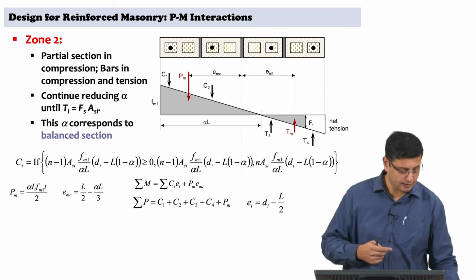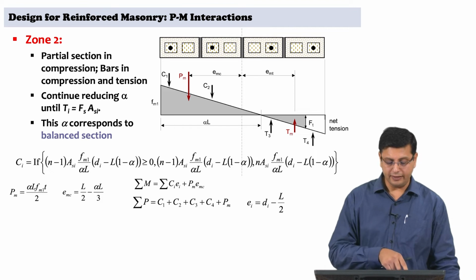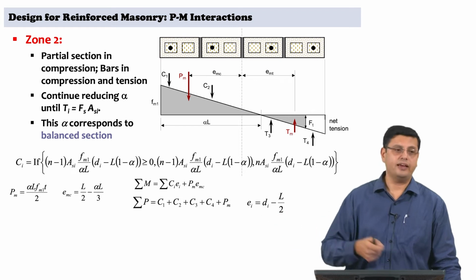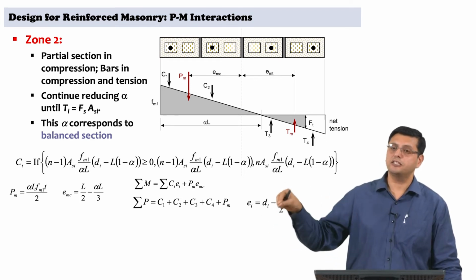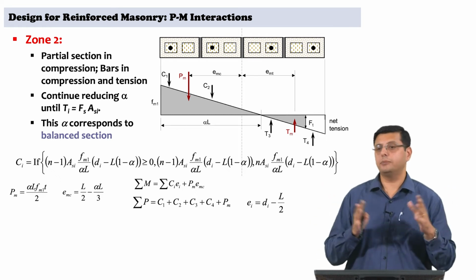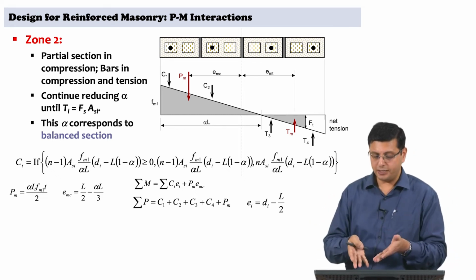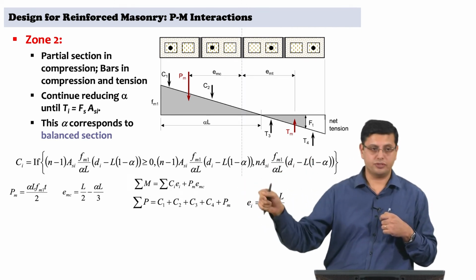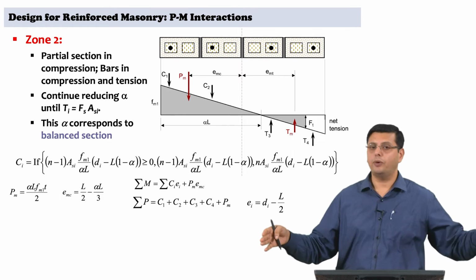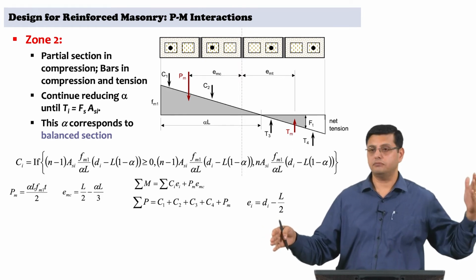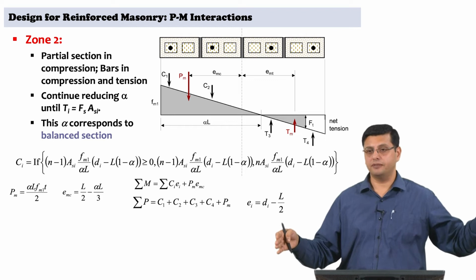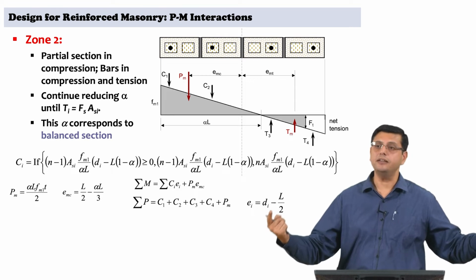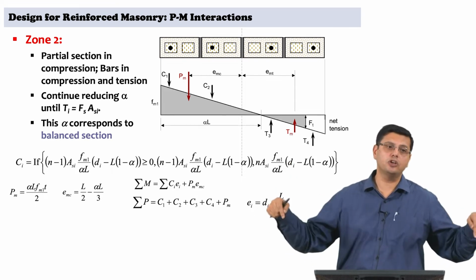That is how you would proceed in this particular zone and continue until the first bar reaches a value of Fs into ASI. That means the first bar has well yielded, but not yielded in its true sense, because in the working stress approach it has actually hit the value of permissible tensile force. So, you have reached a stage where one end of the wall cross section is at the maximum value of compressive stress permissible, and the other end, the first bar, has actually reached the permissible stress in tension. That is your balance section.